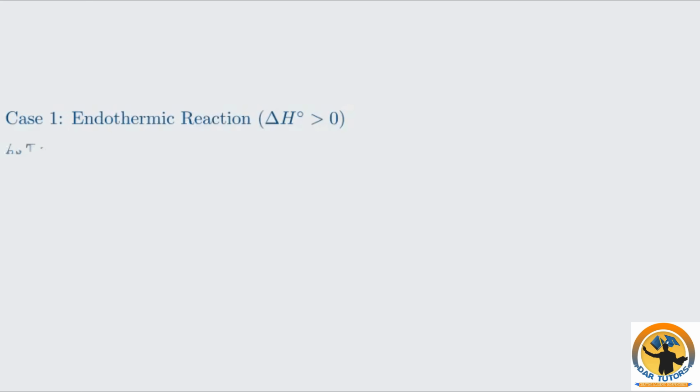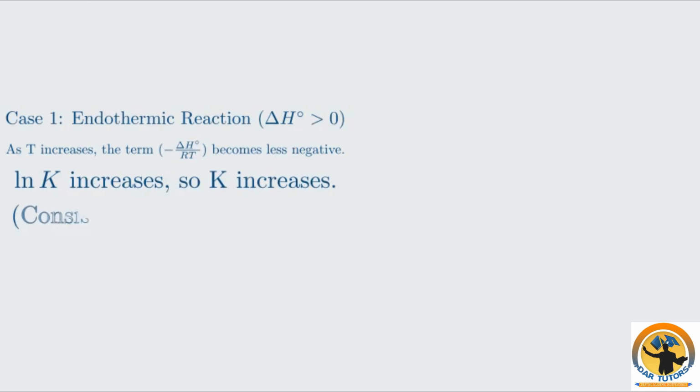For an endothermic reaction, delta H naught is positive. This means the term minus delta H naught over RT is negative. As temperature T increases, the term minus delta H naught over RT becomes less negative. Since this term is being subtracted in the full delta G naught equation, delta G naught becomes more negative, and thus K increases. This is consistent with Le Chatelier's principle, where increasing the temperature of an endothermic reaction favors product formation.